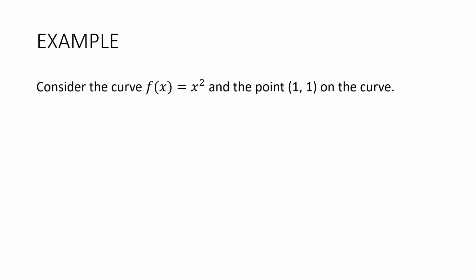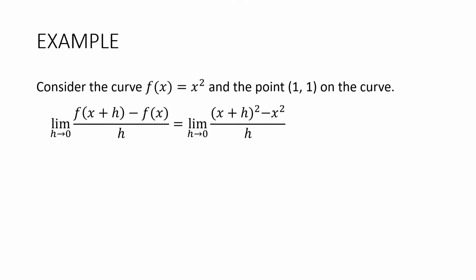So let's return to our question from before. We had the curve f of x is equal to x squared and the point 1, 1, which lay on the curve. And we wanted to find the gradient of the tangent at that point. So now let's use our formula we just derived. Do you remember what this means? It means substitute x plus h in wherever you see an x. So after substitution, we're going to end up with, instead of x, we'll have x plus h all squared. Take away f of x, which is just x squared.